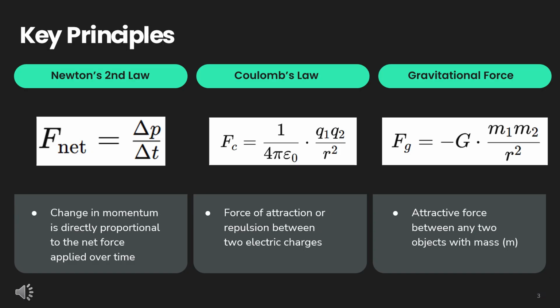So the first one that is needed is Newton's second law, which is right there, and it's the change in momentum is directly proportional to the net force applied over time. We also need Coulomb's law, which is also there, and that is the force of attraction or repulsion between two electric charges. And we also need gravitational force, which is also put there, and that is the attractive force between any two objects with mass m.